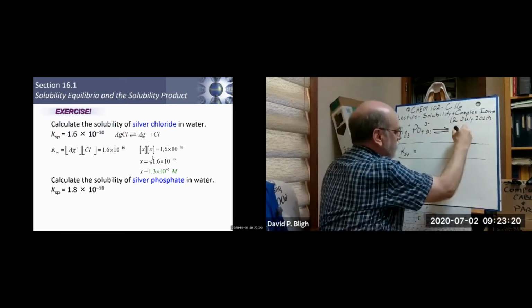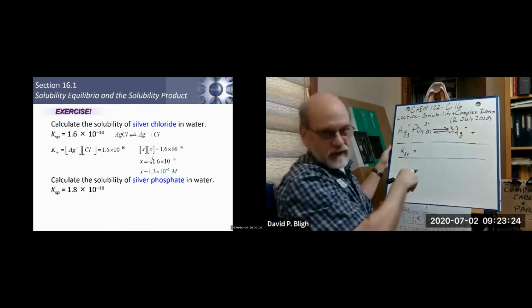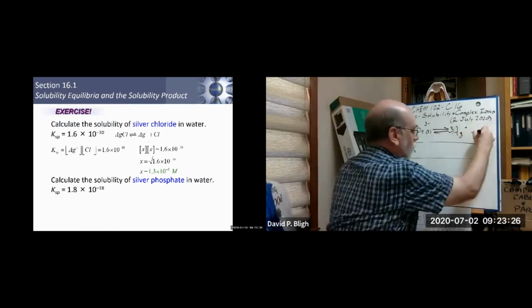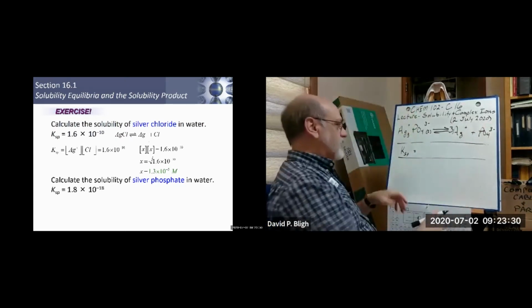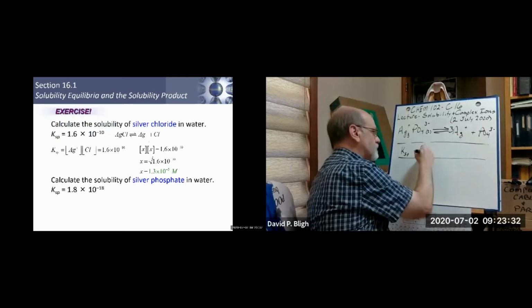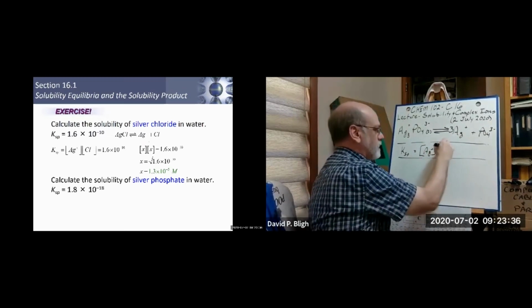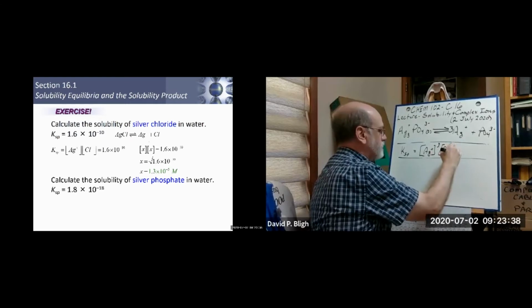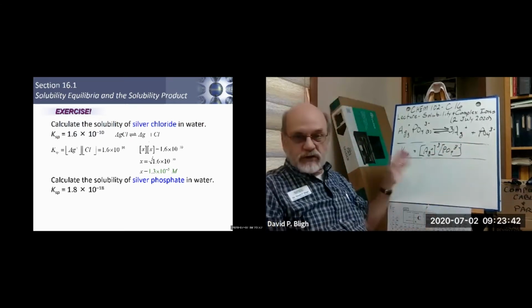So you're going to have 3 silver ions. I'm going to leave the aqueous out because I'm running out of room. And you have 1 phosphate. Okay. Now our expression becomes [Ag] to the 3rd power, and then [PO4]. There you go. So there's your expression.